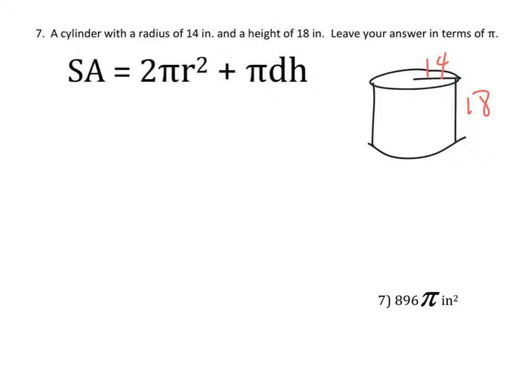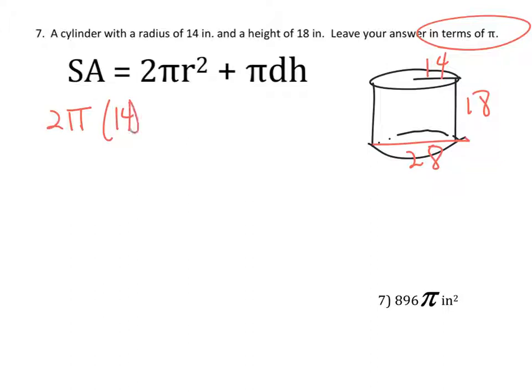Please note that also means that if I have this bottom part here, the bottom one, that means the diameter all the way across then is going to be 28 inches, because you're going to use both in here. Alrighty, so on this one, it does say leave in terms of pi. So we're going to have 2 pi, the radius of the side is 14 squared, plus pi, and the diameter, to double the radius, is 28 times the height of 18.